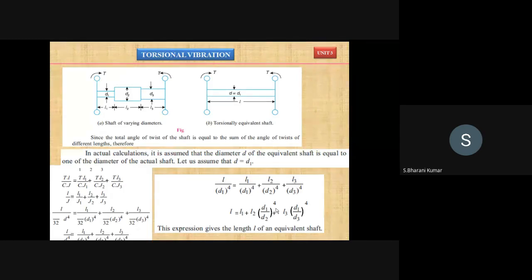Make a note of this formula. I'm moving on to the next slide now. L equals L1 plus L2 (d1 by d2) to the power of 4 plus L3 into (d1 by d3) to the power of 4. They have brought everything in terms of d1. Do you understand? L1 plus L2 d1 by d2, plus L3 into d1 by d3 again. Everything is brought in terms of d1.